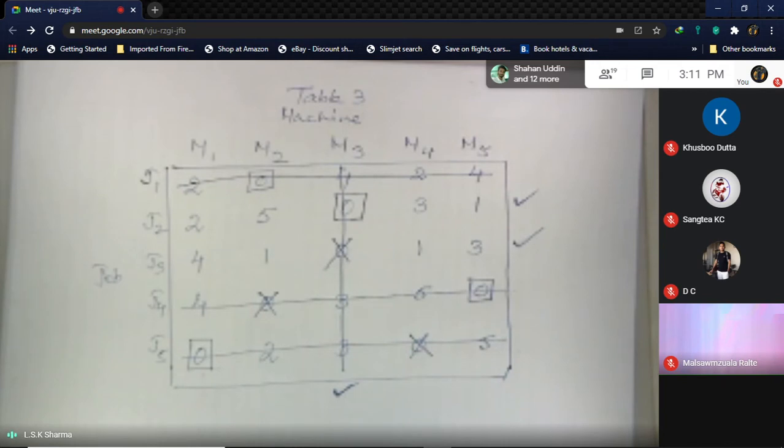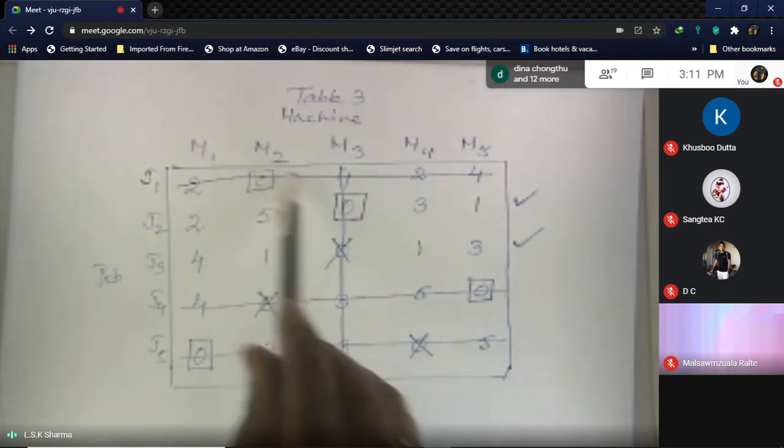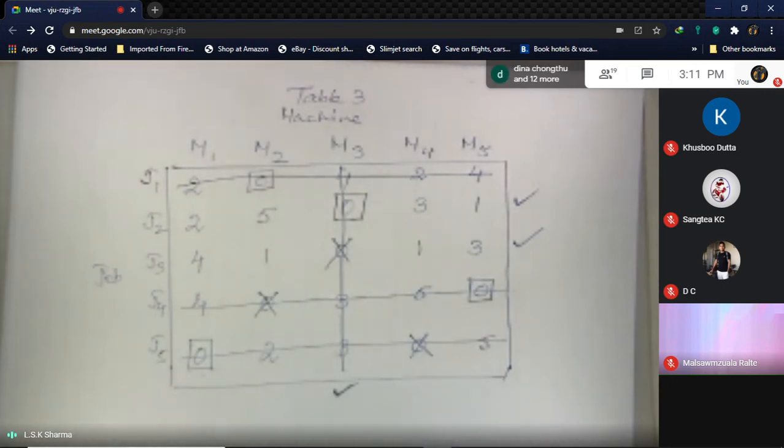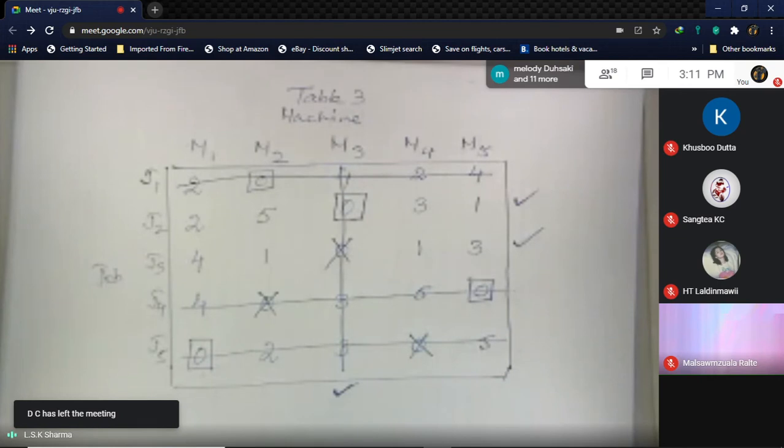The solution is generally, if I have 5 rows and 5 columns, it means that I should be having 5 straight lines, but I'm not having 5 assignments, I'm having only 1, 2, 3, 4 assignments. So I have not come to the optimal solution yet. To come to the optimal solution, I have to do one more thing, which is the next step.